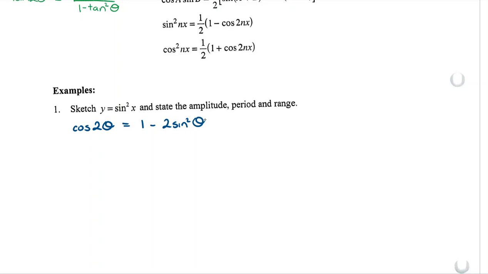Now I want to get the sine squared by itself, so let's move it across the other side and make it positive. And that would be equal to 1 and subtract the cos 2 theta back to the other side. Now remember, I'm trying to get the sine squared, so let's divide by 2. So it would be half minus half cos 2 theta.